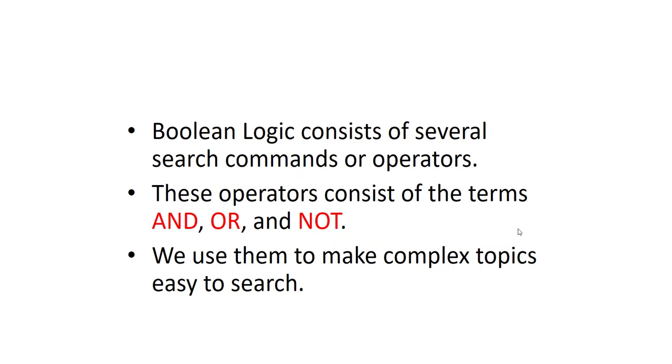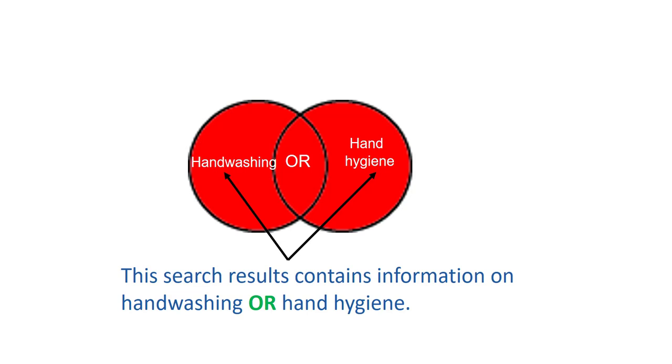Now to Boolean logic. Boolean searching uses three simple operators or commands. AND, OR, NOT. We apply these to our concepts to simplify our searching. Let's start with OR, which is used to make sure that all of possible keyword variations within a concept are included. Searching hand washing OR hand hygiene will retrieve all articles which contain either of those terms, and you can have more than one OR.